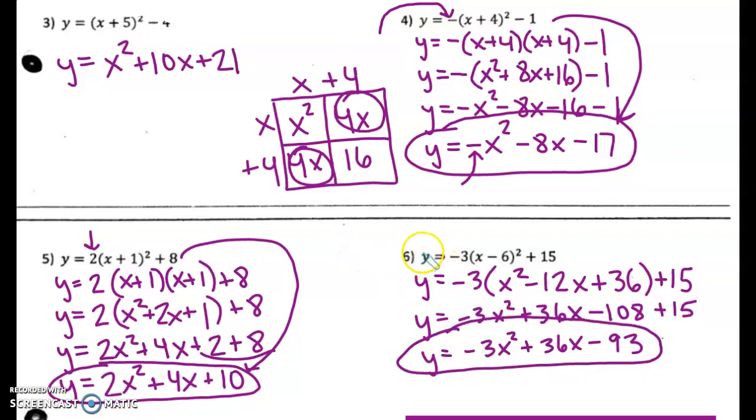So I converted vertex form to standard form, and check it out, my a value is still the same. Do you remember what the negative does in the graph? Yes, it reflects it. What about this 3, an a value of 3? Do you remember what that does? It is a vertical stretch.